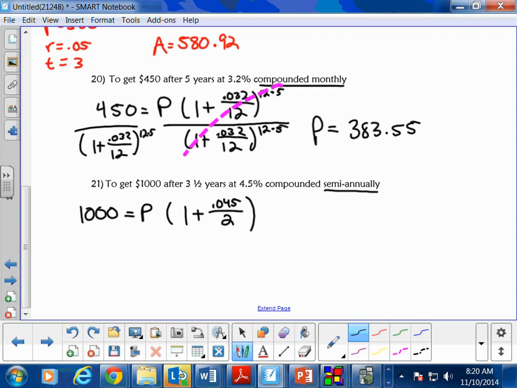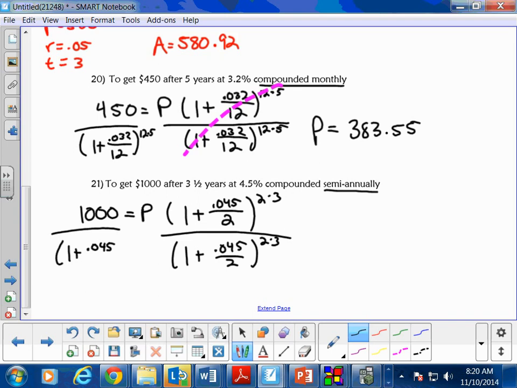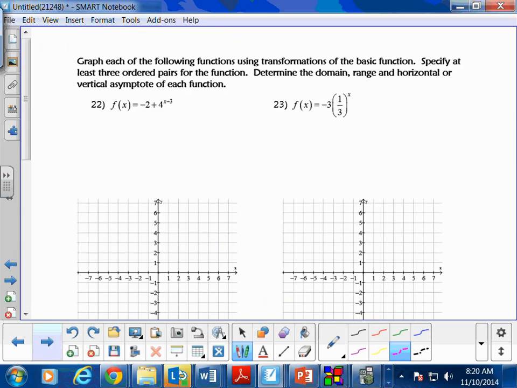And we have 2 times 3. Again, you just divide by this amount. 1 plus 0.045 divided by 2, to the power of 2 times 3. And then from there you can use your calculator to solve in either method I've shown you before. So I won't go through that just because I'm running a little short on time and I want to make sure I'm able to get through all the problems.